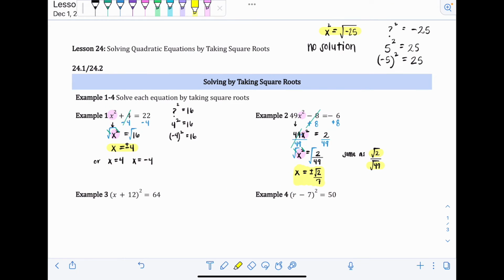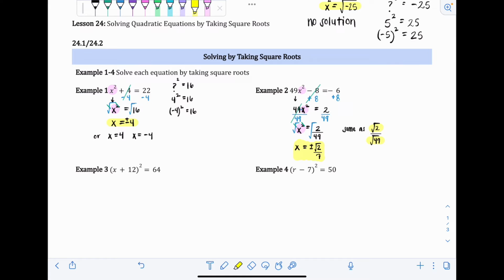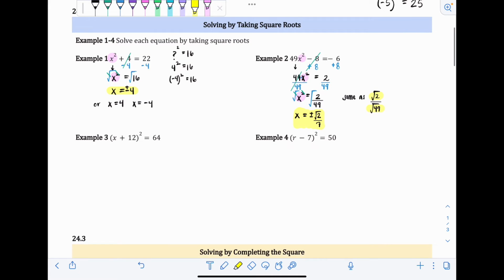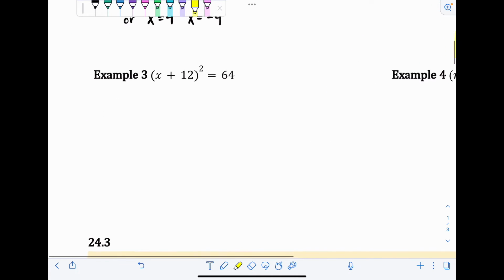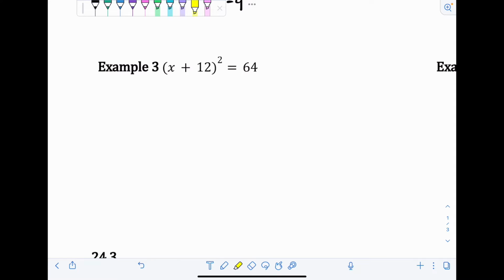Okay, so those first two examples were from the 24.1 section, and then the next section is 24.2. You can see these problems look a little bit different because they have something in the parentheses that's being squared, but the gist is the same. So example 3: (x + 12)² = 64.